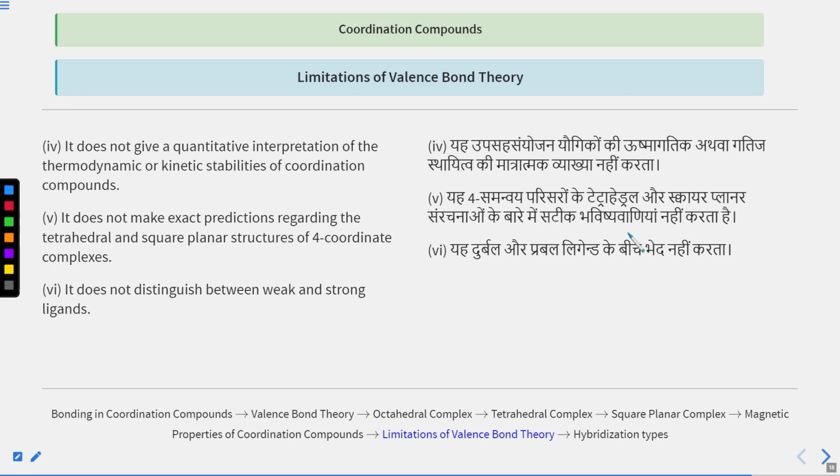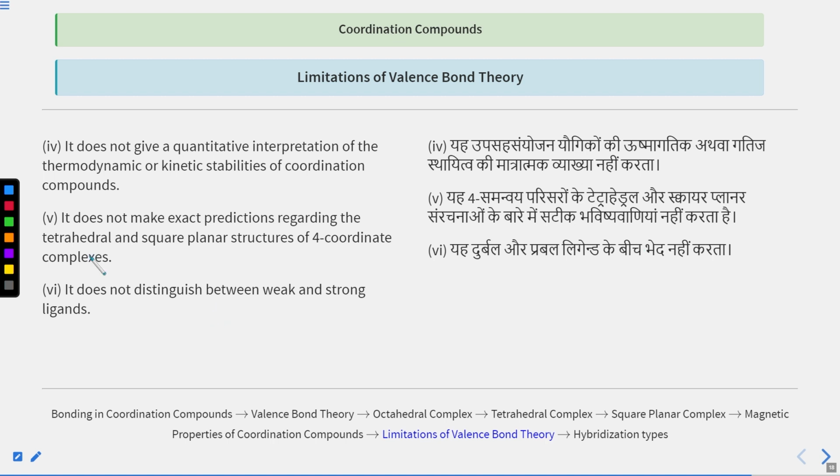Next, it does not give a quantitative interpretation of the thermodynamic or kinetic stability. So they are neither talking about the kinetic stability. If you take a coordination compound, there is variability in their stability. Kinetic stability means whether it will react or not. Thermodynamic means whether it is stable or not under heat. These are two different things. Always keep in mind that if something is reactive, it does not always mean it is not stable. It can be possible that something is stable and still reactive. It completely depends upon the structure. So kinetic stability and thermodynamic stability are not explained by valence bond theory.